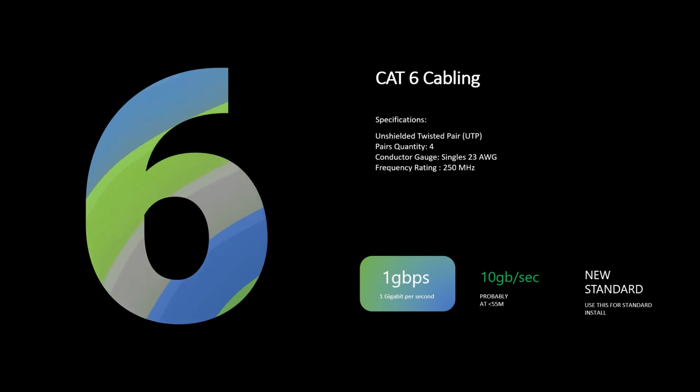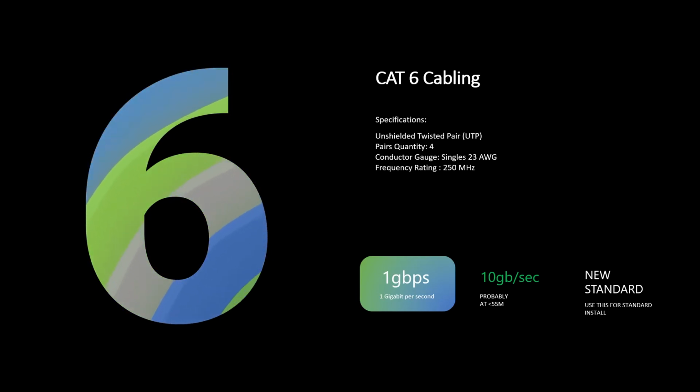But the Cat 6 specification guarantees a gigabit all the way out to the maximum run of 100 meters. And when you're under 55 meters, you're probably going to get the 10 gigabits a second. So this makes Cat 6 the new standard. This is what most people put in the wall. It gives you a little bit of future proofing.